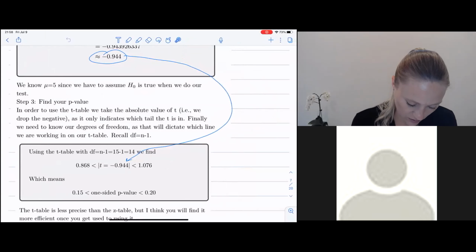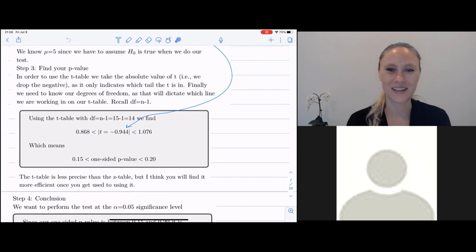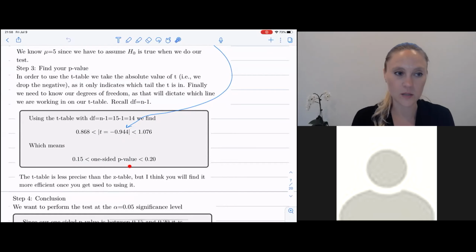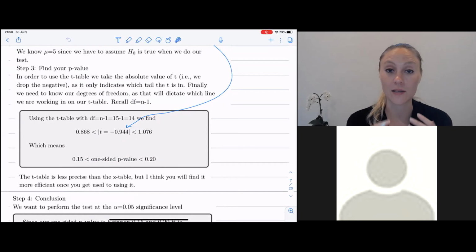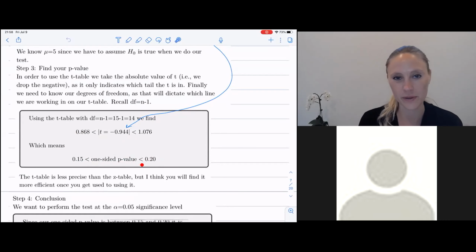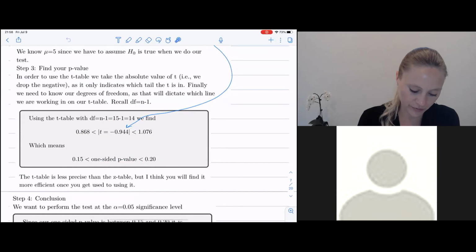I thought my eyes skipped around for a second there, but good. So, one-sided p-value between 0.15 and 0.2. Notice the structure here has stayed the same and it will always be the same, right? So once you have figured out the structure, then you can just fill in the blanks. Fill in your degrees of freedom, fill in what values wrap around your t, then fill in what values surround your p-value.